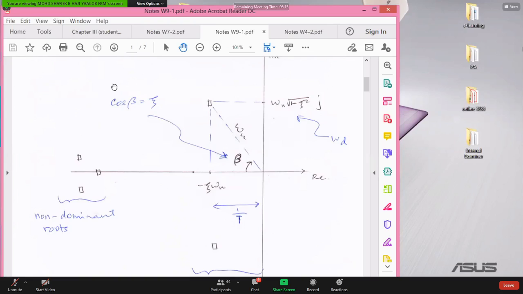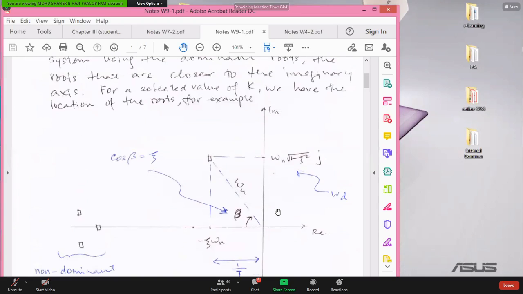So the damping ratio is just the cosine of that angle beta. The time constant is 1 over the real part of the root. The damped natural frequency is just the imaginary part of the root. The natural frequency is the distance of the roots to the origin. So that is how we interpret the root locus diagram.